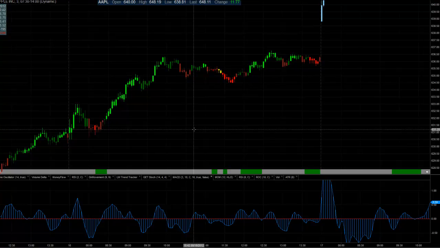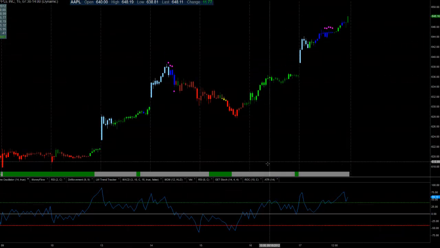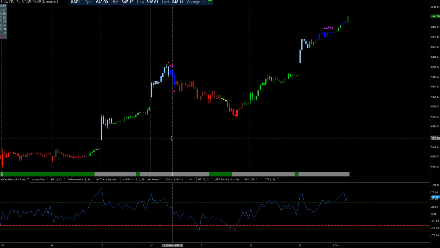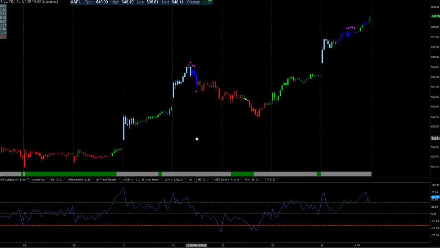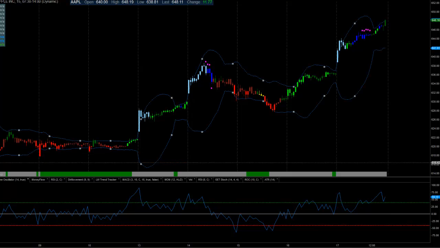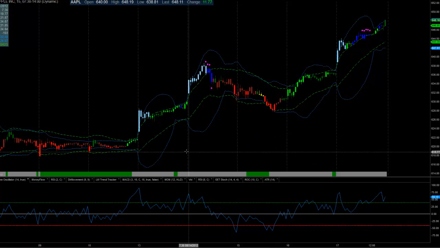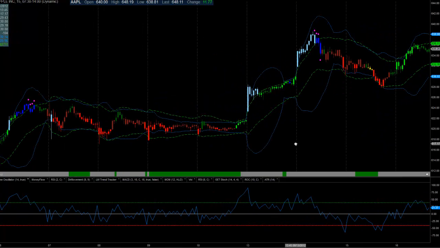Okay, so let me call up a bigger time frame chart, and we'll look at that. So hang on one sec. All right, so this is a 15-minute chart for Apple, and let's put on our Bollinger Bands, and let's put on our Keltner channels. So we're looking for periods where the Bollinger Bands are inside the Keltner channels.